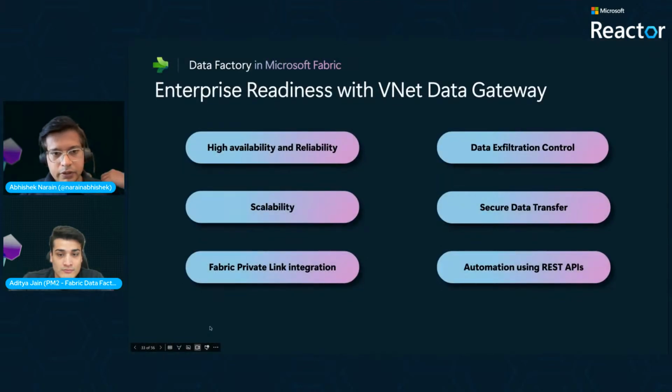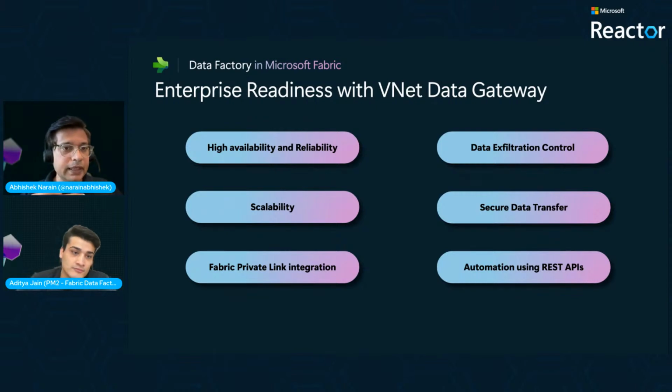I'll quickly cover the piece where we saw how you can make it highly available by adding more than two nodes. And for the data exfiltration control, as I showed earlier, when you're configuring the VNets, you can use all the functionalities that Azure already supports. For example, Azure Firewall. If you want to set up a load balancer and channel your traffic through that, you can do that.